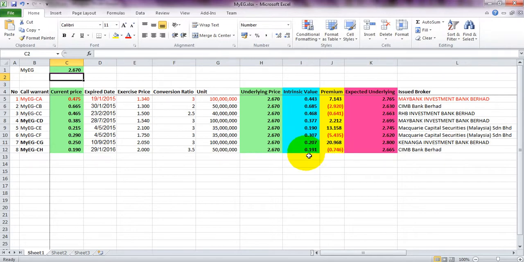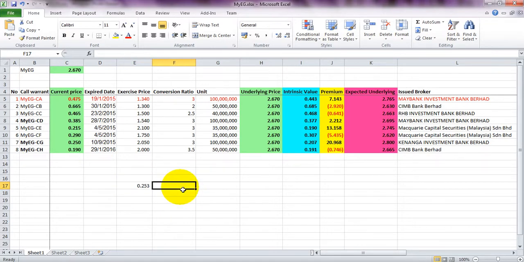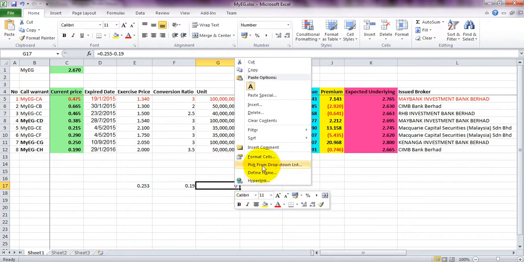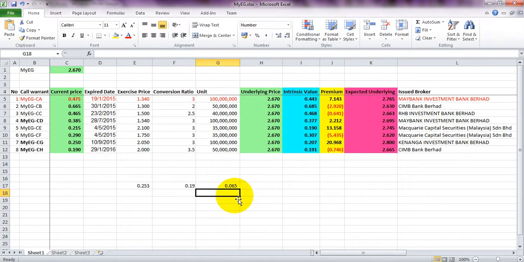So assuming that the intrinsic value, this one has the discount. Let's say this one has a premium of 30%, right? So I'm expecting when the share price, MYEG, reaches 2.67, the intrinsic value is 19 cents, and then with the 33% premium, you can get this much. Let's say you get in at 19 cents, basically this one you round up to 2.55. So 2.55 minus 19 cents, right? I need to adjust the format, otherwise you cannot see the number. So I need to adjust it to 3 decimal places, 65 cents. So this one divided by this and multiplied by 100 is how much you make, 34%. It's not bad as well.